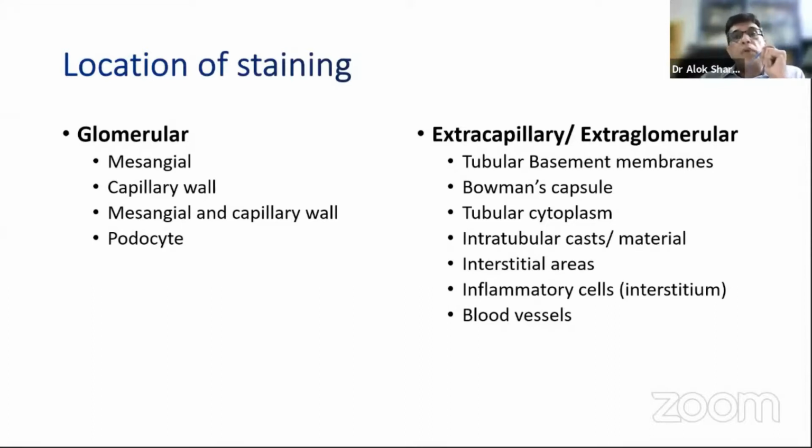And when we talk about the extraglomerular staining, that's one thing which you need to pay attention to in the background. You need to look at the tubular basement membranes, the Bowman's capsule, the tubular cytoplasm, the intratubular casts, the interstitial area, the inflammatory cells and blood vessels. So whatever is there in a biopsy, you need to be very careful about. Don't miss anything. Do not neglect anything. That's the basic fundamental of doing IF examination.